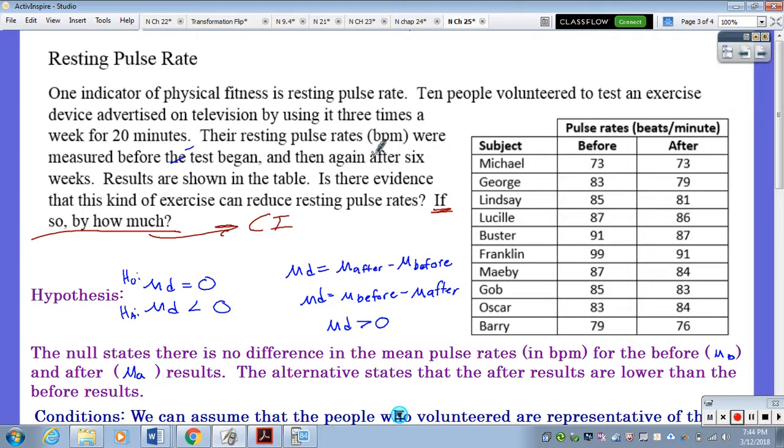So most people, first off, when they say, if so, by how much, it's asking you to create a confidence interval.